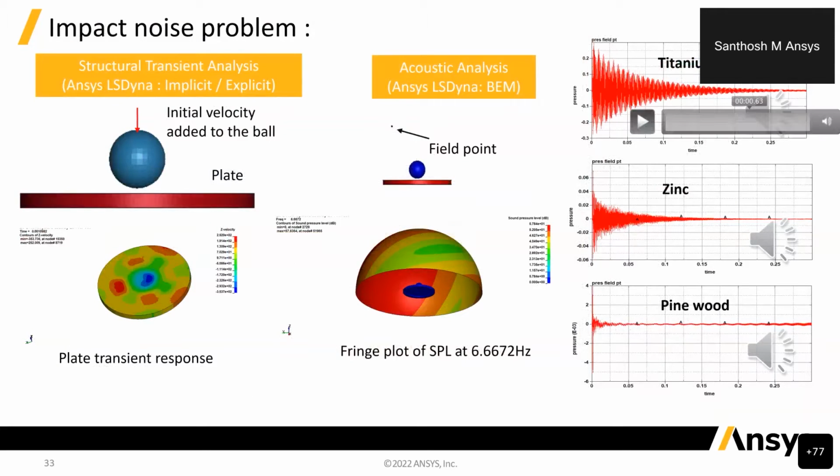Here is another example of a ball impacting a plate. Here the objective is, when this impacts, the plate starts vibrating. We want to see how the noise is perceived when we put a mic somewhere away from that. To optimize the sound perception, different materials are tried for this plate. The first one you are seeing here is, I'm not sure.